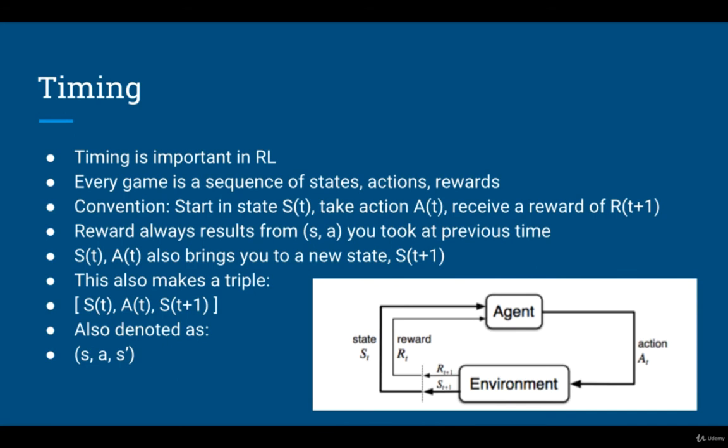In reinforcement learning, timing is an important concept as well, since every time you play a game, you get a sequence of states, actions, and rewards. Within this framework, you start in a state S of t, you take an action A of t, but you receive a reward of R of t plus 1. So the reward you get always results from the state and action you took in the previous step. This action also results in you being in a new state, S of t plus 1. So another important triple is S of t, A of t, and S of t plus 1. Usually we just denote this as SAS prime.